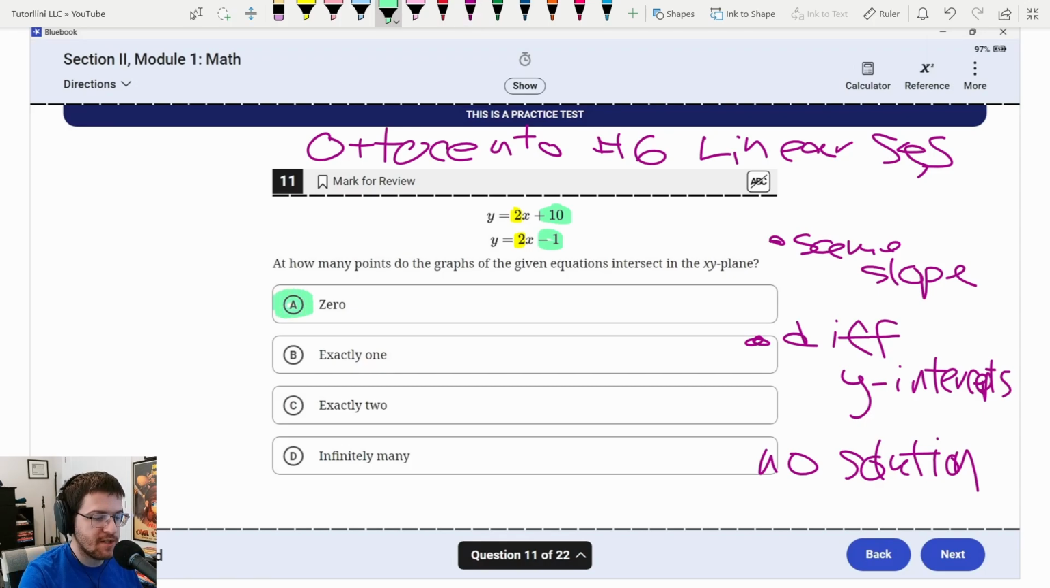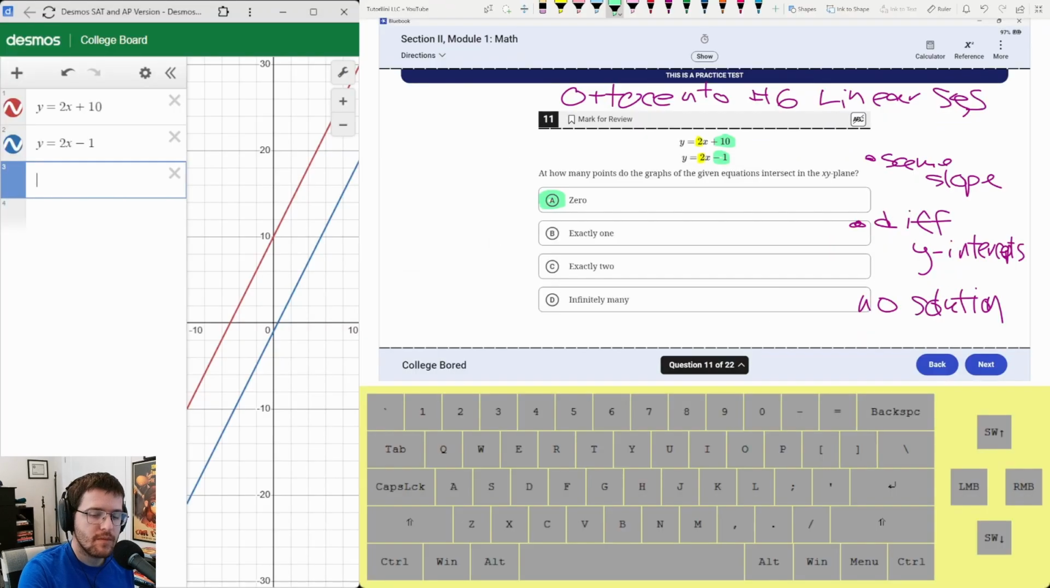We could also do this on Desmos, so let's go do that. Okay, this one's not so bad. I just type in the 2 lines. I notice that they're parallel, that they never cross, so they have 0 points of intersection, or no solution.